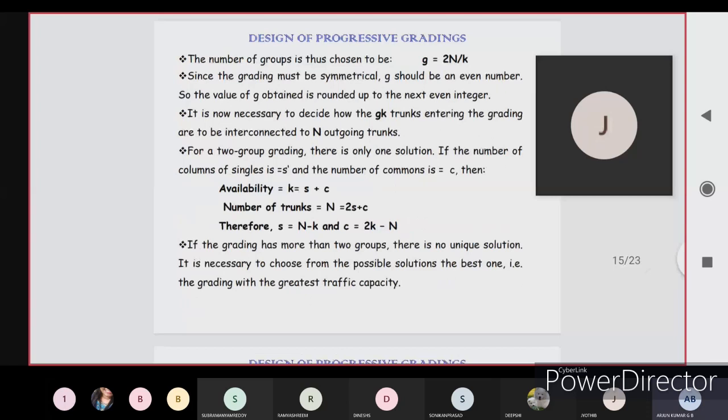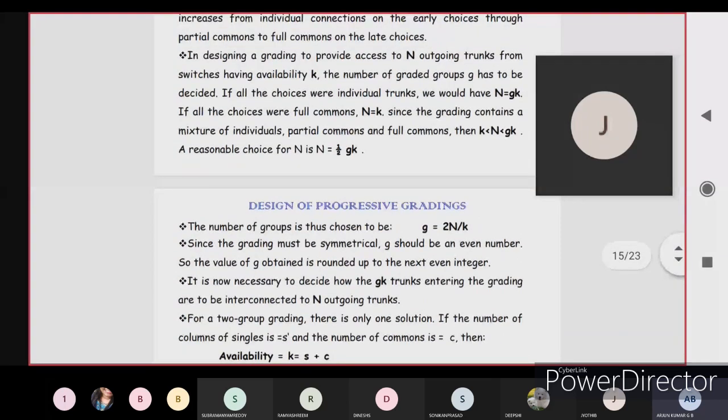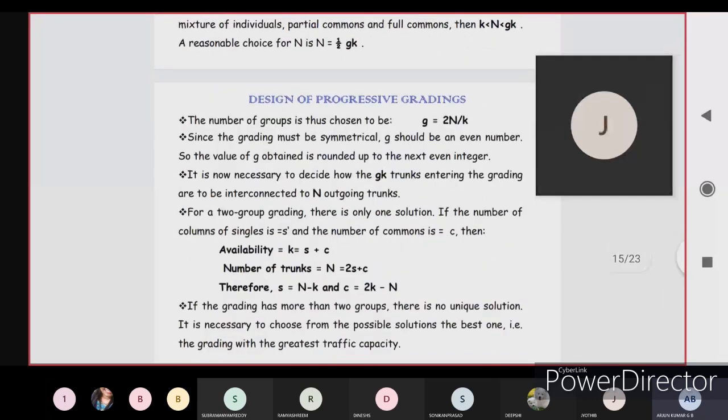The number of groups is thus chosen to be g is equal to 2n by k. How do we get this equation from the previous one? We have n, the reasonable choice for the number of trunk lines, equal to 1 by 2 into gk. From that equation, the number of groups to be chosen is g is equal to 2n by k.